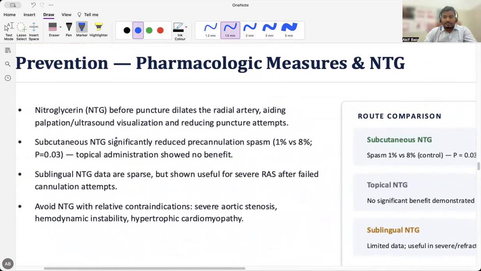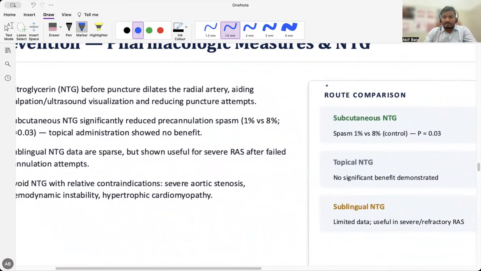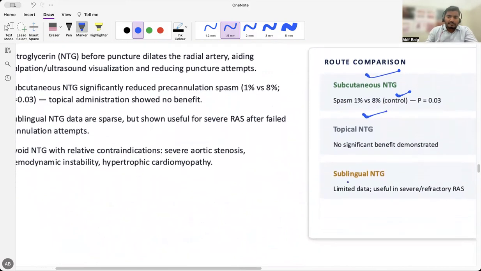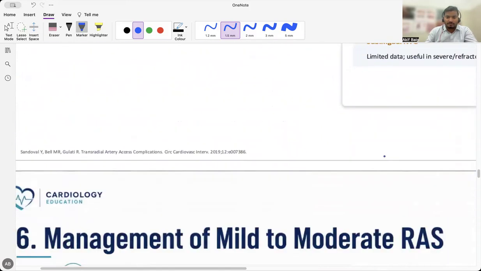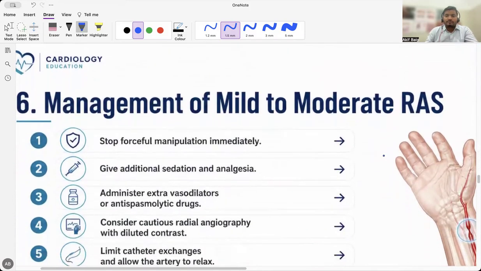So, pharmacological measures: various studies have shown that subcutaneous NTG is of some use. The spasm rate was 1% versus 8% with control, that is with placebo or no NTG. Whereas topical NTG was not found to be very useful in various studies. Even for sublingual NTG, there is limited data on whether it helps reduce spasm of the radial artery or not.